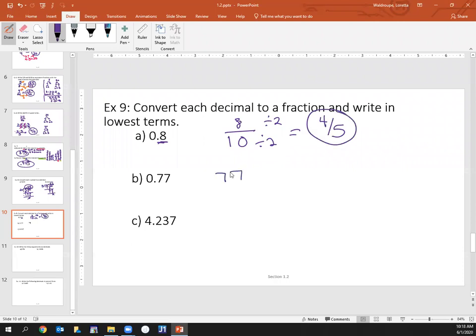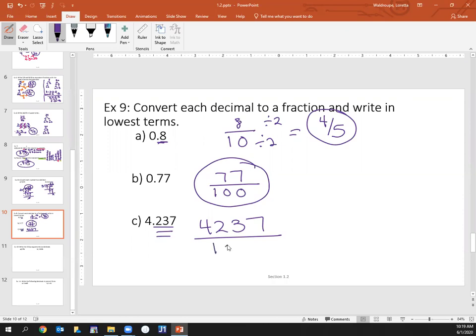Here I have 77 hundredths. So I put it over 100. Okay. 77 is 7 times 11. But neither of those numbers divide into 100 evenly. So you're done. Here I have 4, 2, 3, 7 over. I have 3 decimal places, which makes this thousandths. Again, you're going to find nothing in common here, so you would be done.